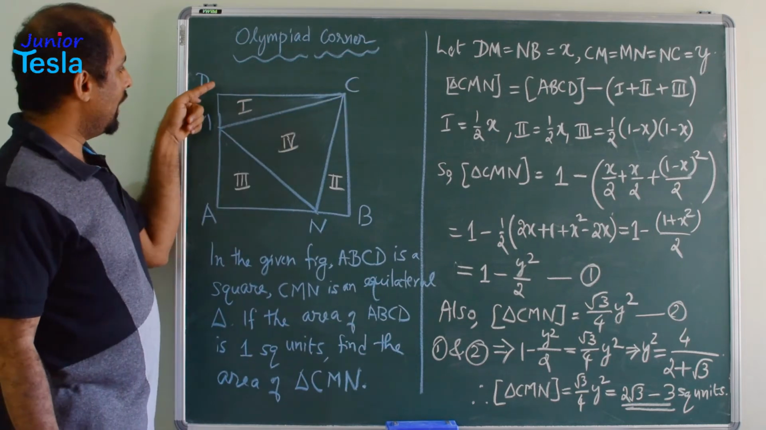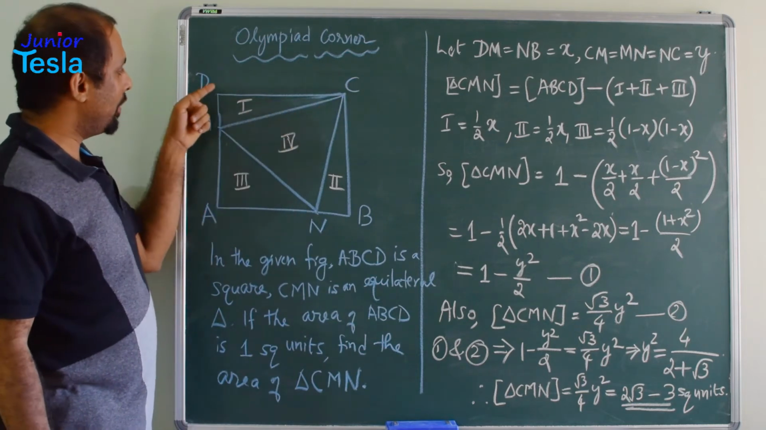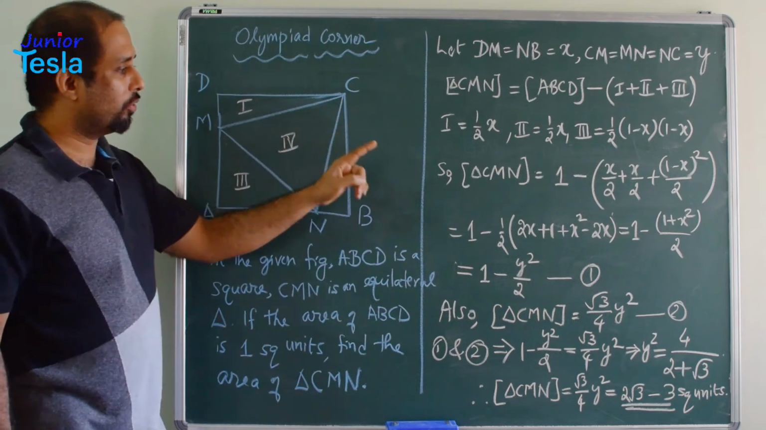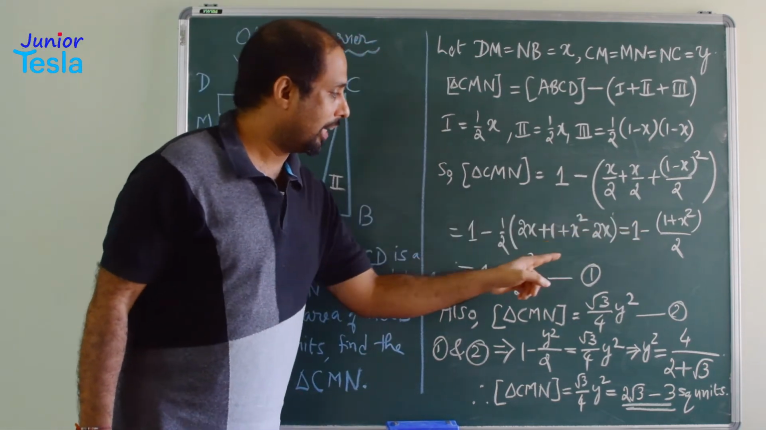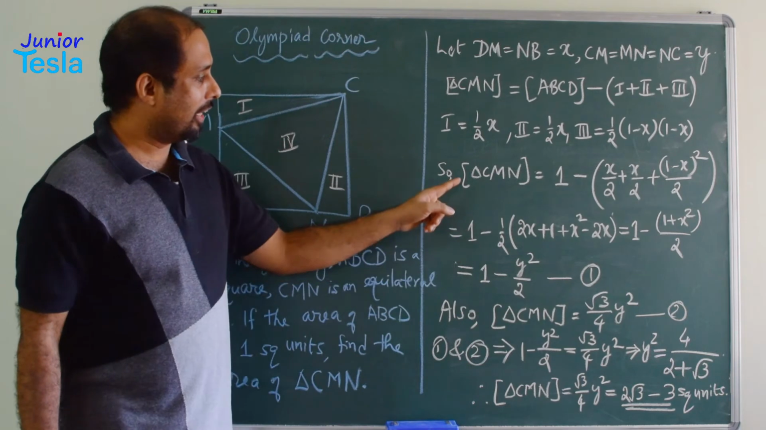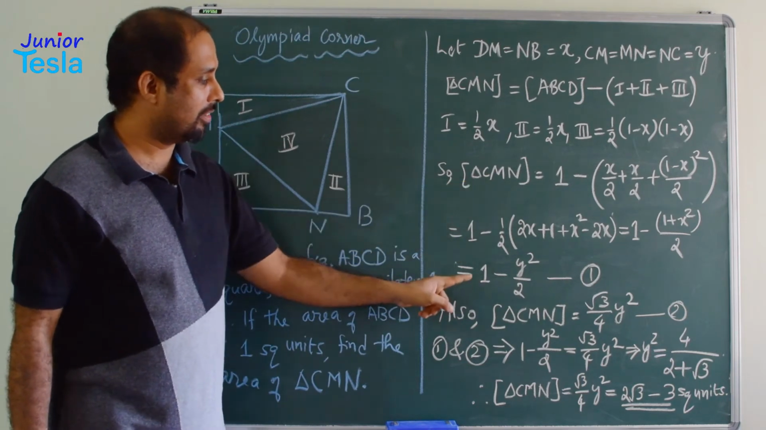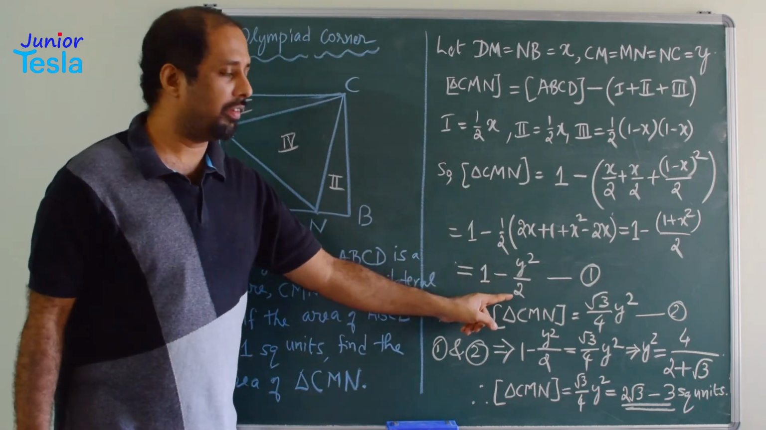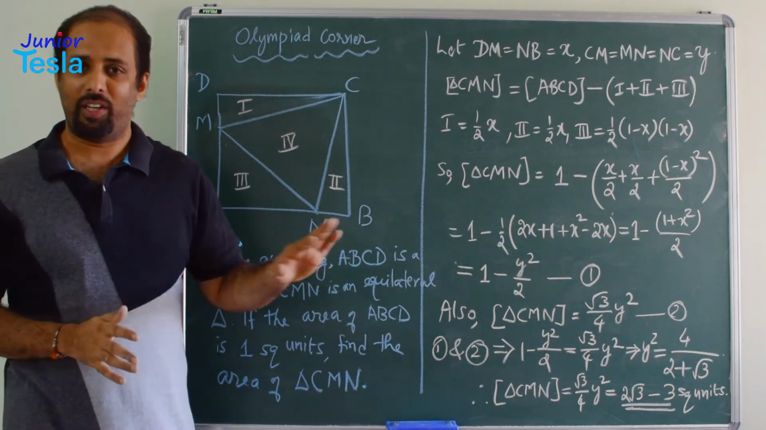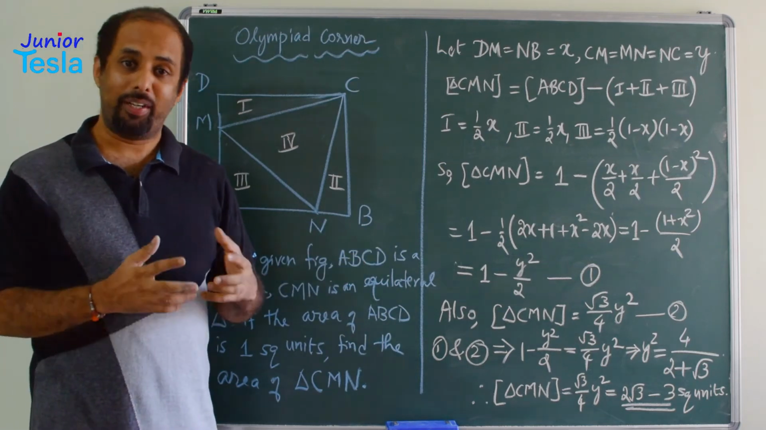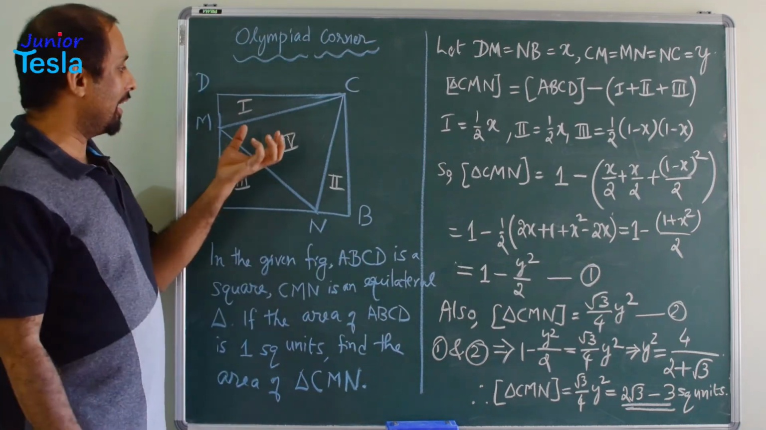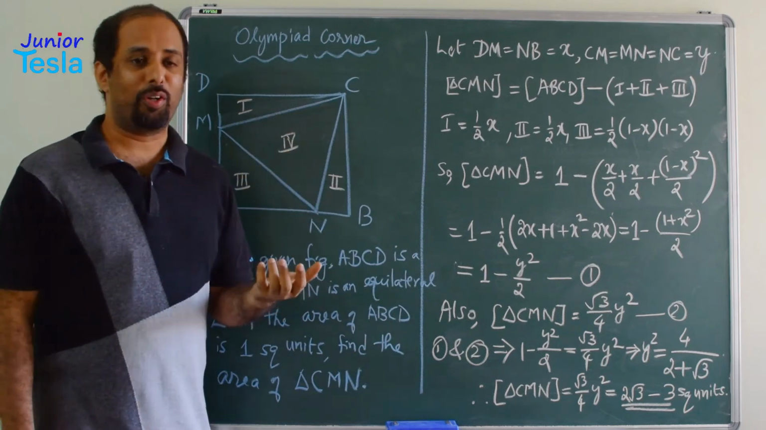Now this is 1 and this is x, therefore 1 square plus x square is equal to y square. So in the place of 1 plus x square, I can write y square. So the triangle CMN's area is equal to (1 minus y square) divided by 2. That is one expression.